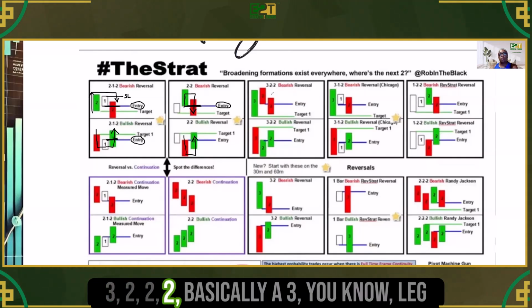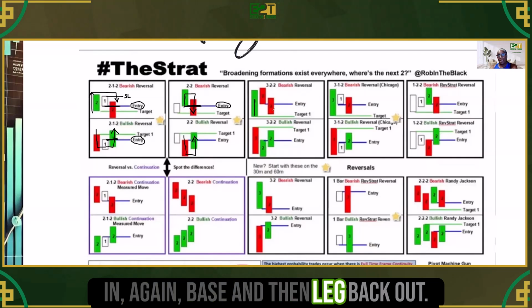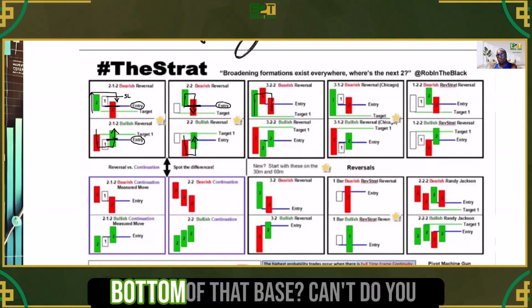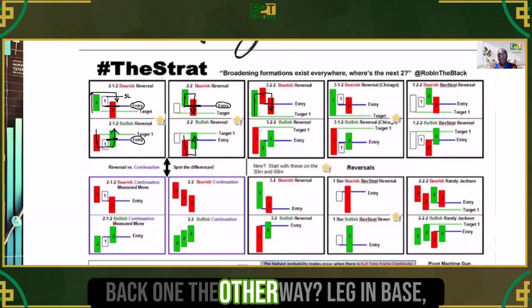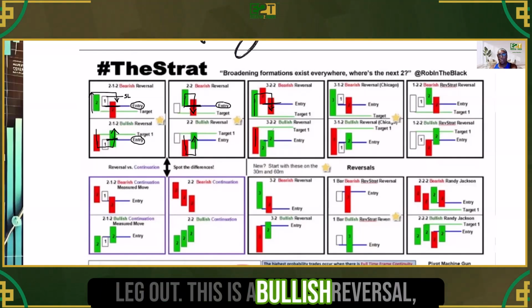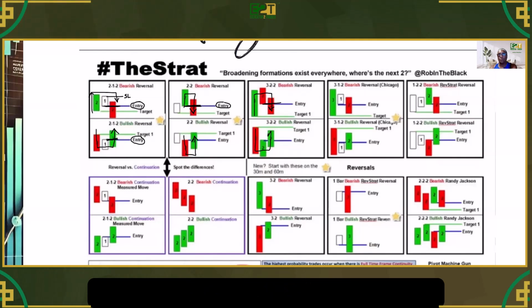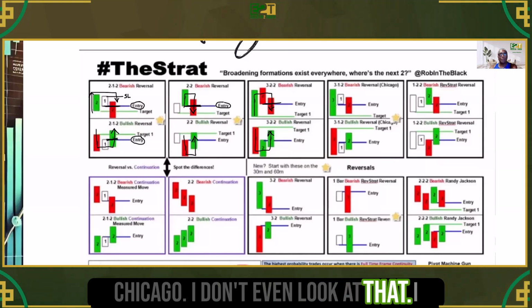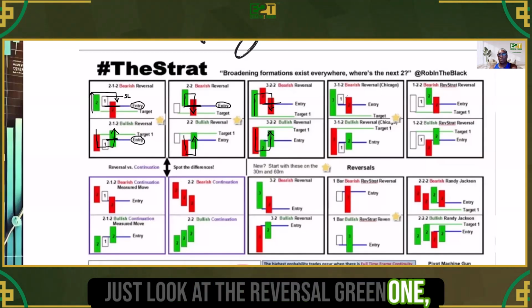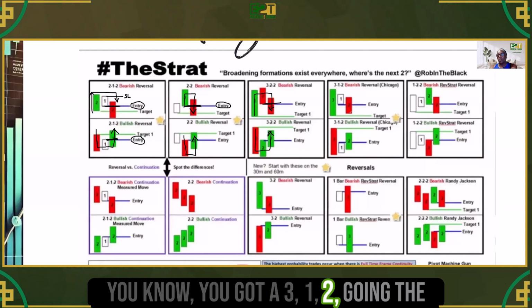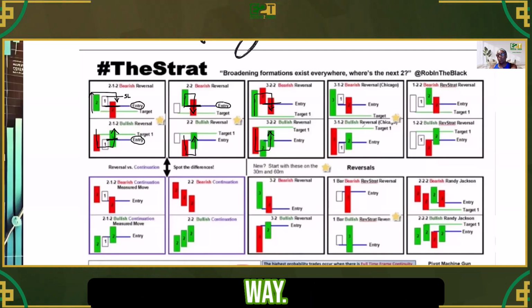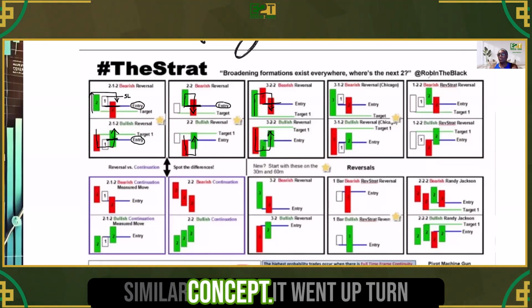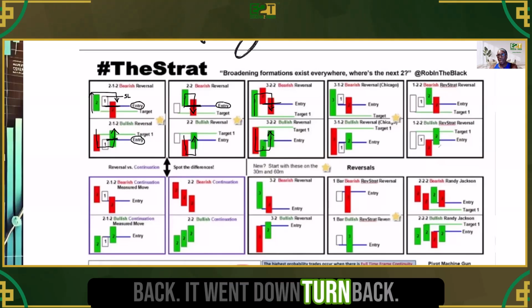Then we got a 3-2-2. Basically a 3, leg in, again, base, and then leg back out. As soon as it crosses over the bottom of that base candle, you're going the other way. Leg in, base, leg out. This is a bullish reversal. Right? This one's got some name by Chicago. I don't even look at that. I just look at the reversals. Green, 1, you've got a 3-1-2 going the other way, 3-1-2 going the other way. All right. Similar concept. It went up, turned back. It went down, turned back.